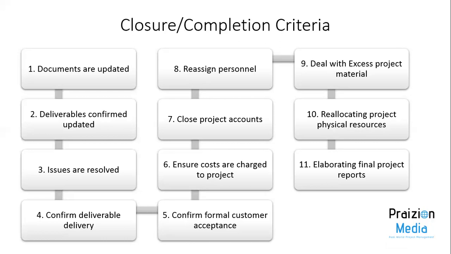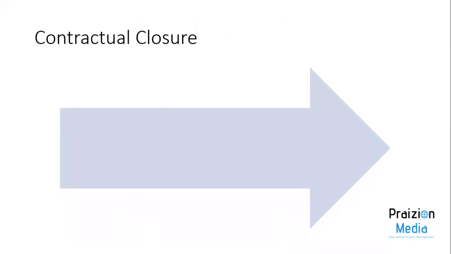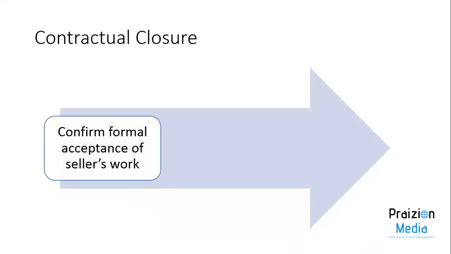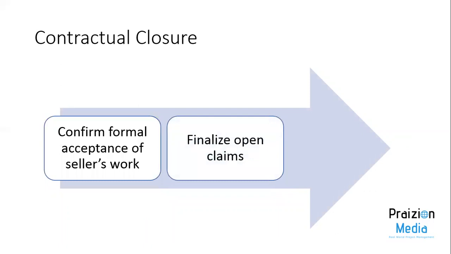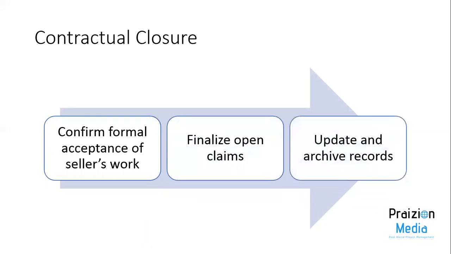We also need to think about contractual closure of a project. So when closing out a project, think about the formal acceptance of the seller's work. That must be confirmed. You also want to finalize any open claims. You will get questions that test your understanding of ensuring seller's payment and finalizing open claims. Lastly, in this section, you should update and archive any contractual records for future reference.